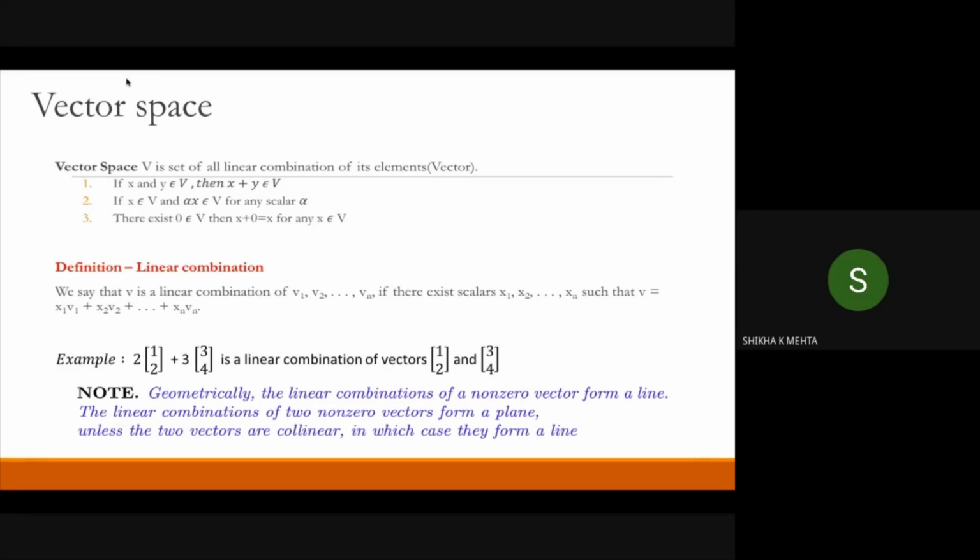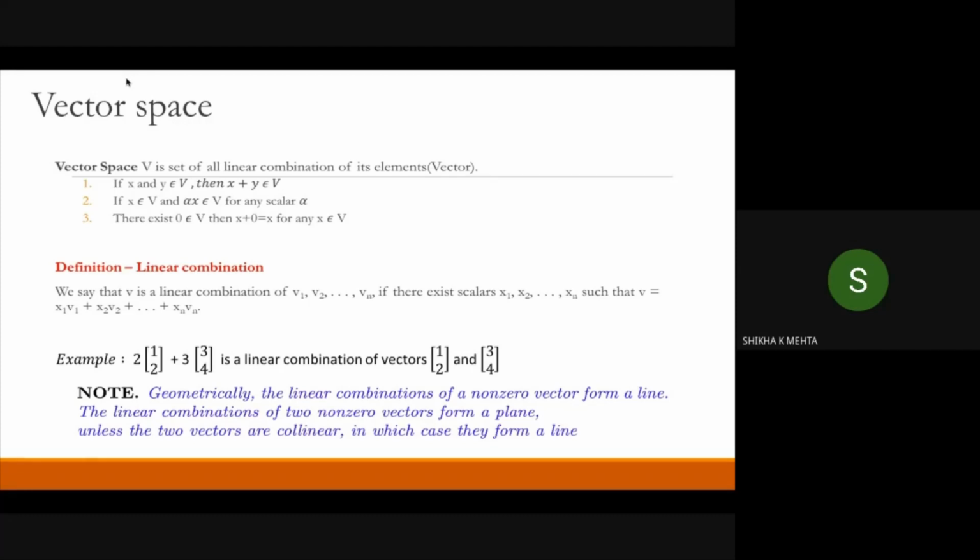So that means when we multiply any vector with a scalar, after that we are computing the combination of that. You see this example: we multiply a vector 1, 2 with 2, and we take another vector and multiply it by 3.